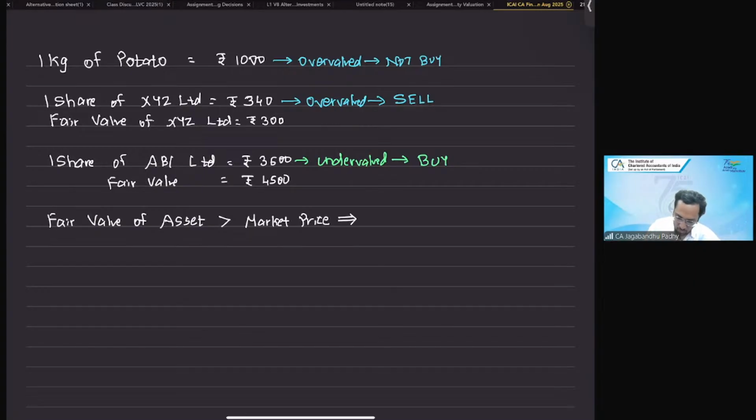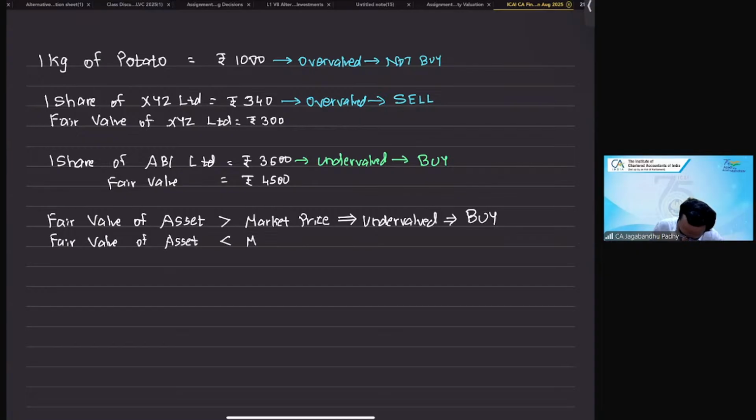If the fair value is more than the market price of the asset, undervalued. This is undervalued, right? So this is a clear case of undervaluation. And when we look at the situation being undervalued, our decision is going to be to buy that share or invest in that particular share.